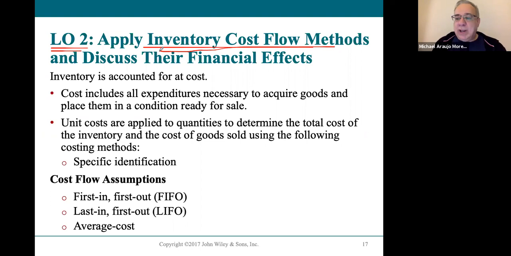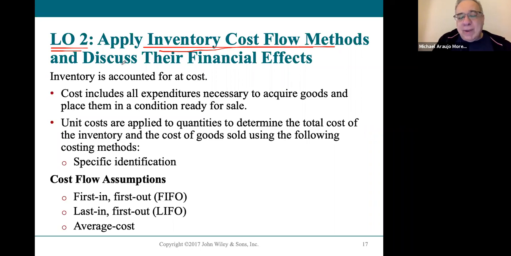So customers walk in and buy that stuff and they have to ring up the revenue, but they have to subtract the cost of goods sold. Well, the question is, I just bought all this stuff at different prices. Which one did I just sell? That's what the inventory cost flow methods will help businesses answer. It answers that question.